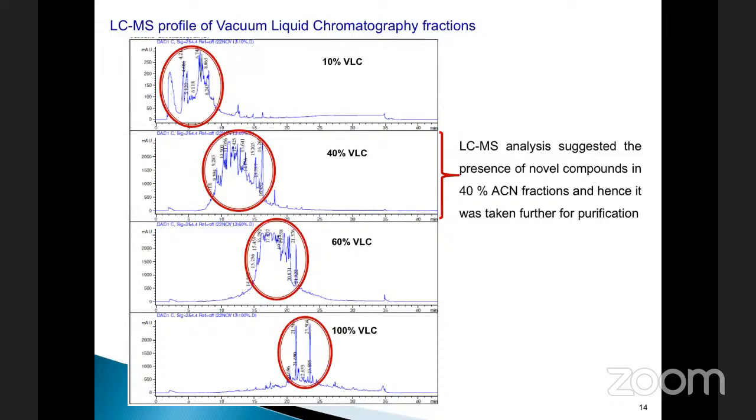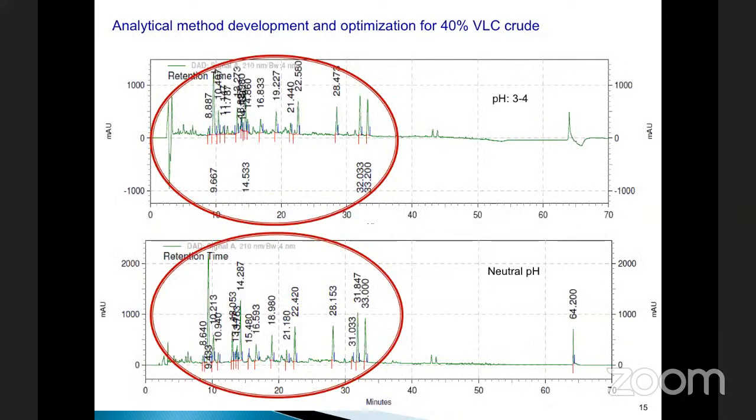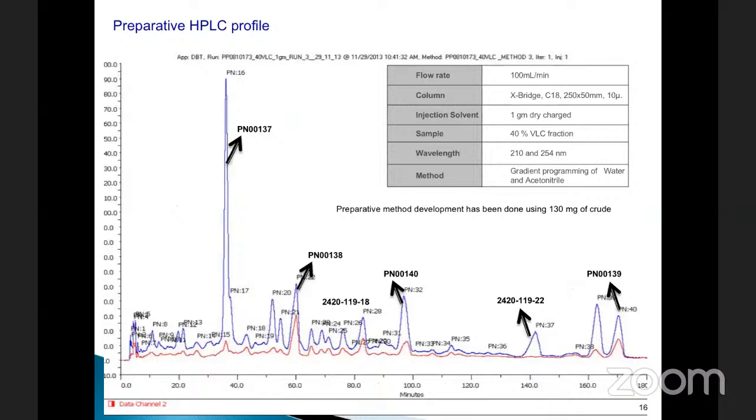Then we performed the LCMS analysis and the bioactivity and observed that in the 40% fraction, we found some novel compound is present. We further developed the method for the 40% fraction with the HPLC, and then we checked with LCMS as well. And then with the prep HPLC, we collected these peaks here, as I'm showing you with an arrow.